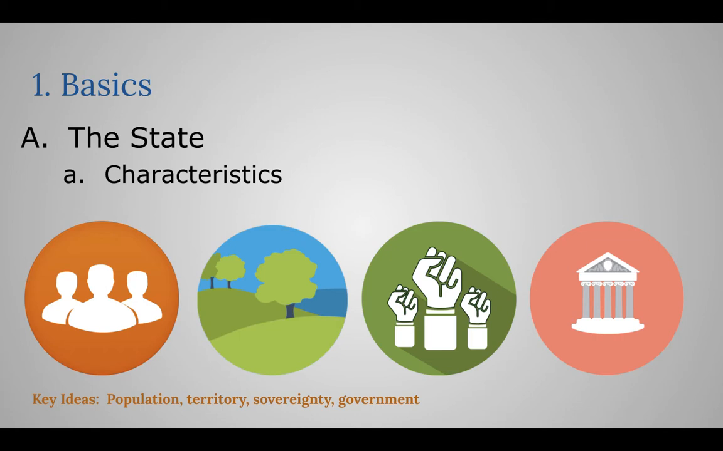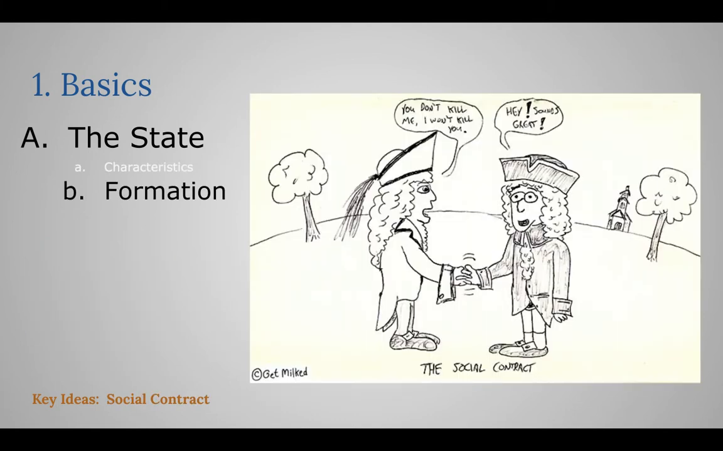There's a number of ways that the states can form, but the way that it really has happened here in the United States is what we call the social contract, okay? And I really like how this cartoon depicts that, right? You've got this guy on the left, you won't kill me, I won't kill you. And the guy on the right, hey, sounds great, right?